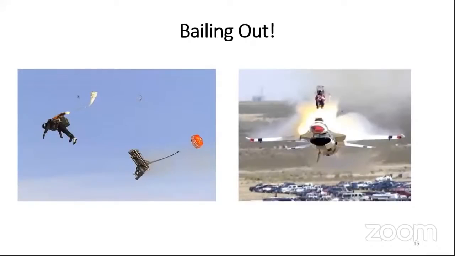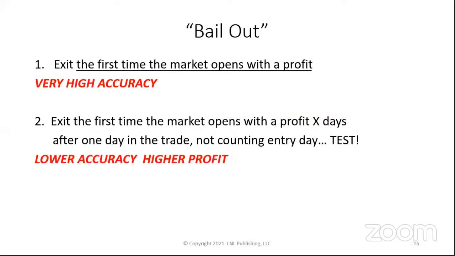What a great picture. That's bailing out, okay? Those guys in the jet, they pull a plug, woof, away they go. Well, we can do that trading commodities. My bailout for very high accuracy is we're going to exit the first time the market opens with a profit. So our exit technique is to exit on the first profitable opening, FPO, I call that. First profitable opening, we're going to get out. That will give you very high accuracy, really high accuracy.